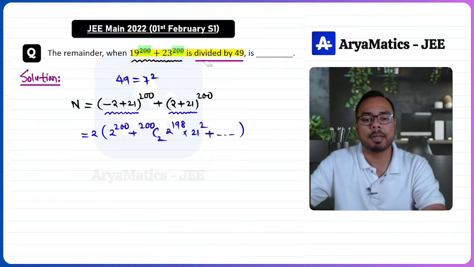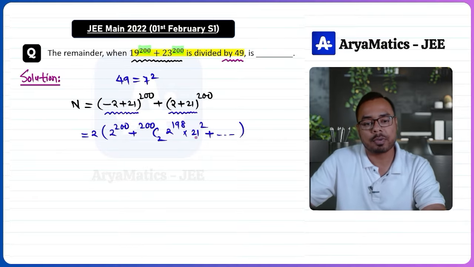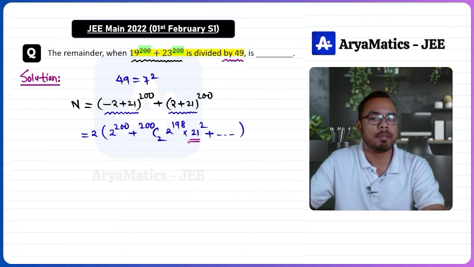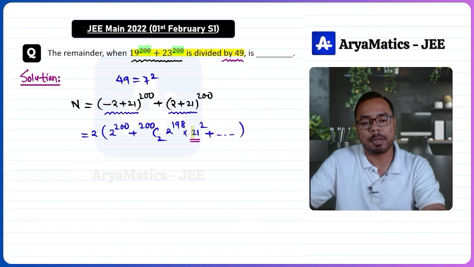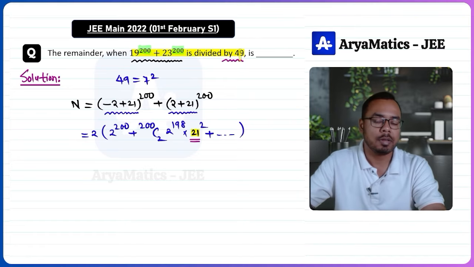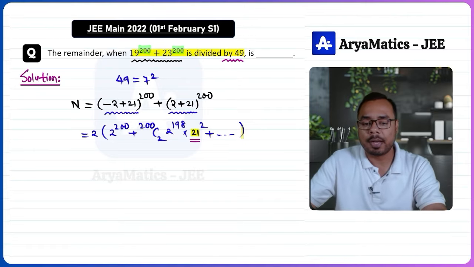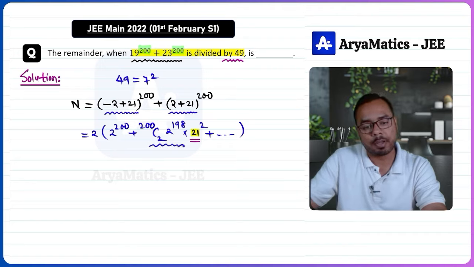Now we are dividing this number by 49. 49 is 7 square. In 21 square, we have 3 square into 7 square. So that means this term is a multiple of 21 square, and hence it is a multiple of 7 square. After that, the next term will be 21 raised to 4. That is also a multiple of 7 square. So in fact, except for this first term, all the other subsequent terms will be multiples of 49.